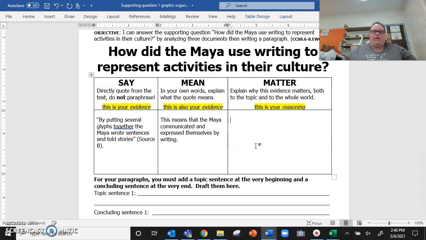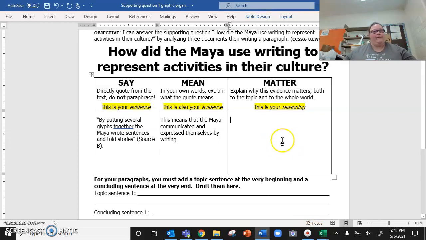From here, we're going to talk about why it matters. You will notice that the matter box is bigger than the say and the mean box. You want to guess why? Yeah, because you're going to write more. And I don't know about you, but for me right now, it's been a long day. So I'm going to use my very easiest sentence stem. This matters because. Why does this matter?